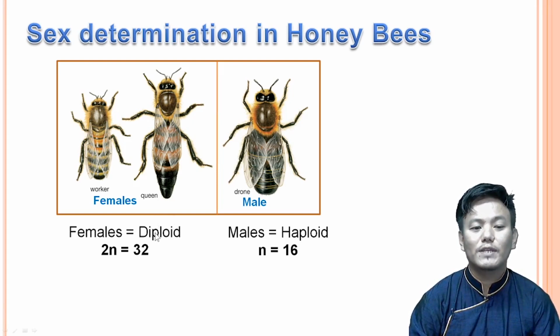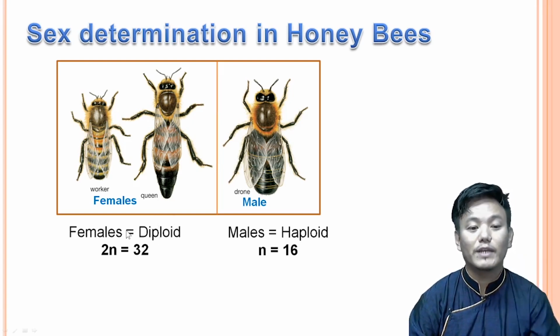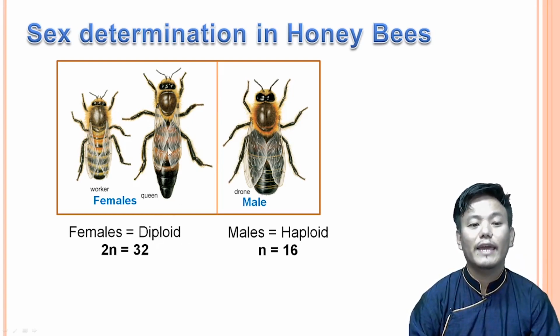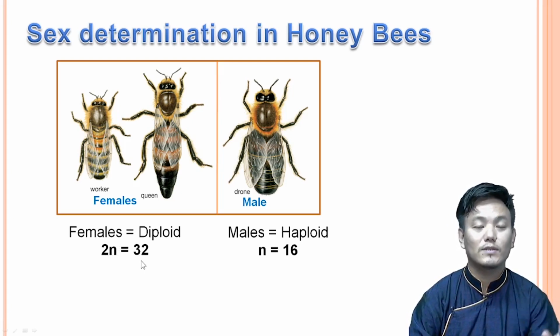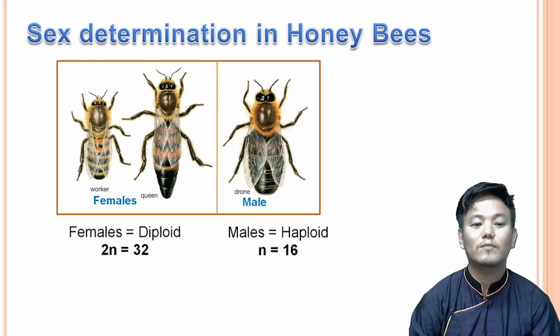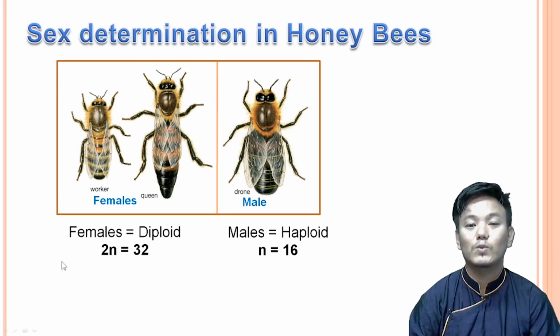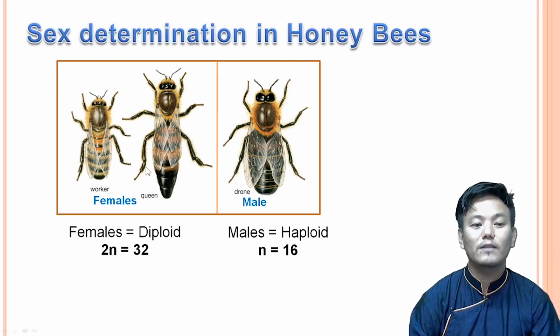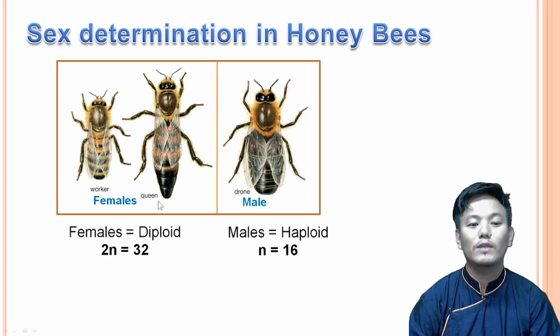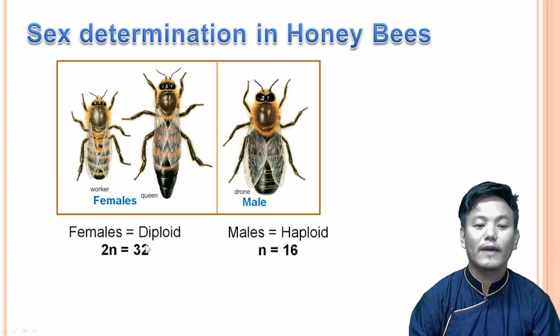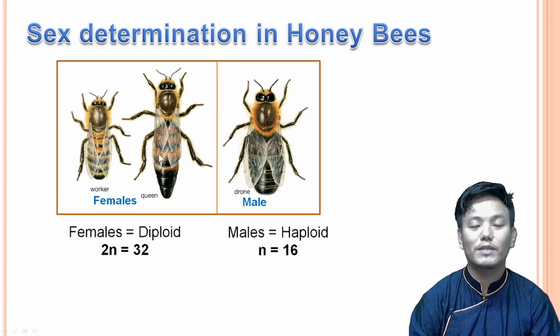Females are called diploid. Di means two, right? Diploid, because they carry two sets of chromosomes. So 2n will be 32. Two sets, one set of 16. So two sets of 16 will be 32, right? So the females, let it be worker or queen, will always have 32 chromosomes. So 2n is 32 and they are diploid.